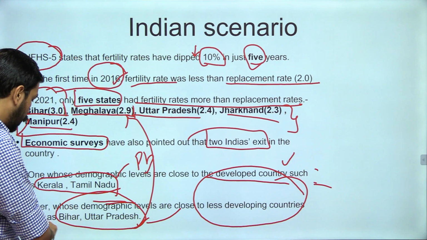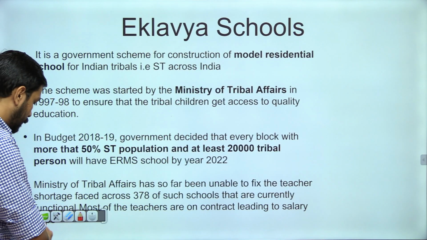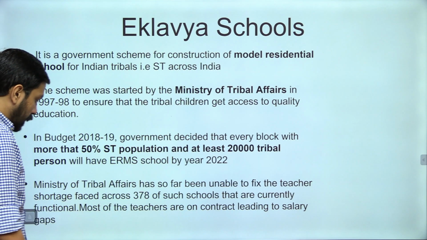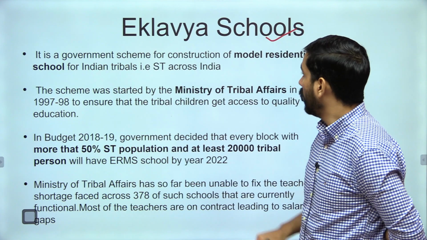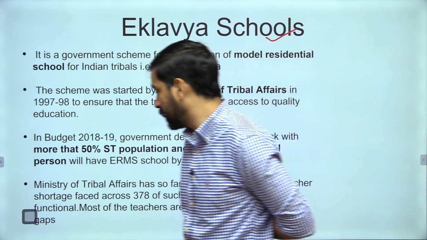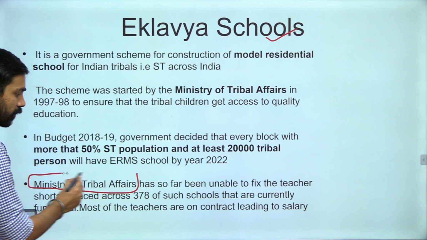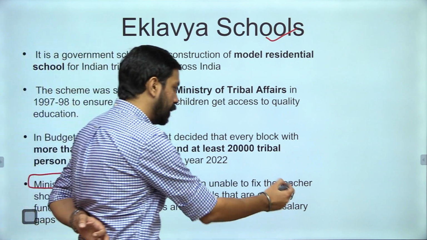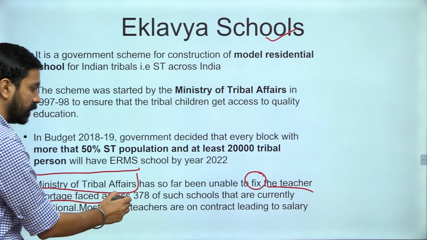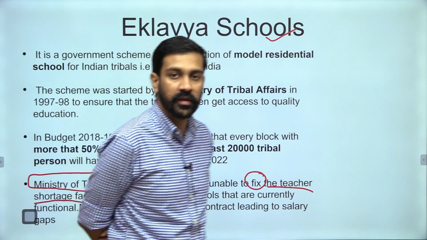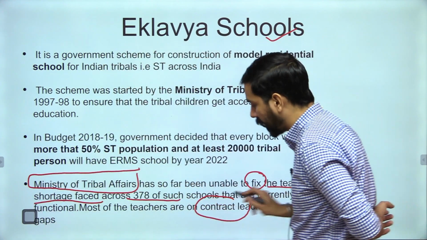Moving forward to our next news, there was a news with respect to the Eklavya schools. The news stated that the Ministry of Tribal Affairs has not been able to fix the teacher shortage faced across 378 schools, and most of the teachers that have been recruited are on contract.